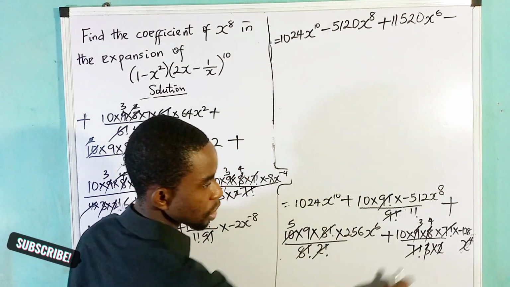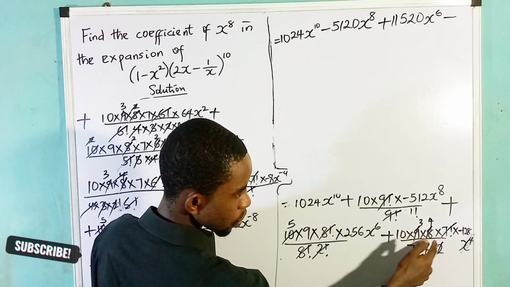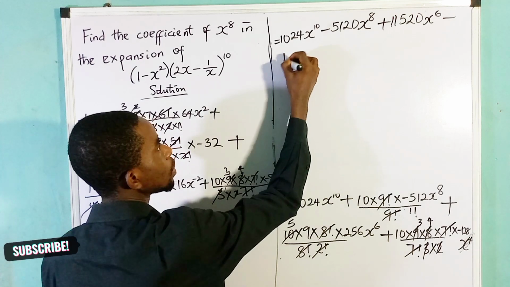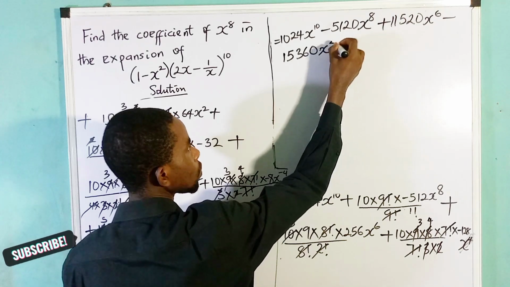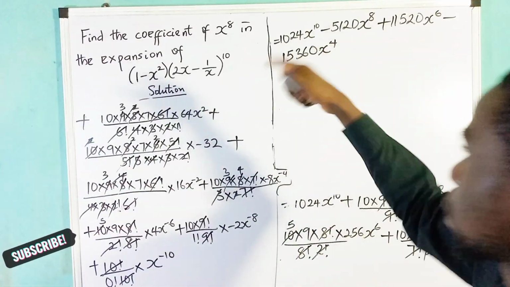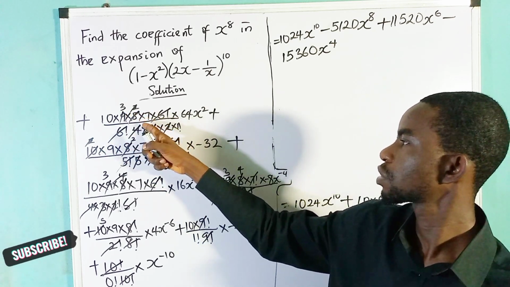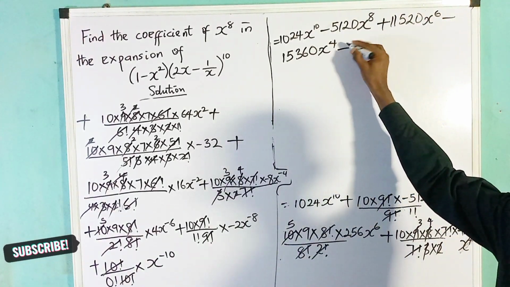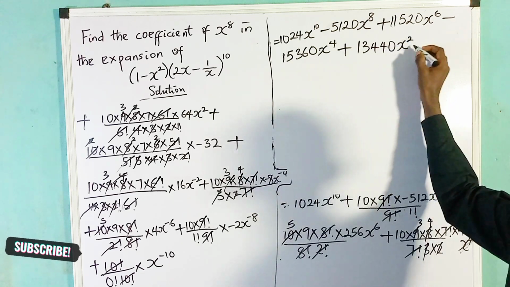Either that's going to be a plus or minus. It's a minus, so minus 10 times 3 times 4, that's 120, times 128. That's 15,360, minus 15,360x raised to the power of 4. And then we've done this, and this, okay? So let's come here. We have 10 times 3 times 7, that's 210. 210 times 64, that's plus 13,440x raised to the power of 2.